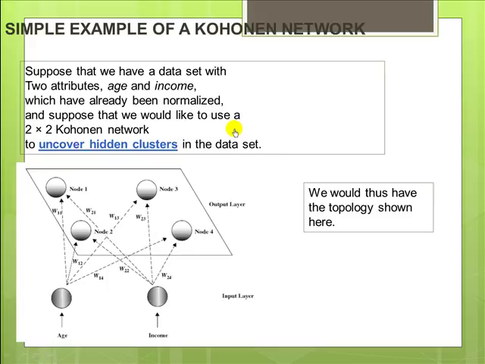So we would thus have the topology shown here. Now we have the weights indicated as well. So W24 and W14, remember the notation that we studied before. W14 means it comes from the first node and goes to the fourth node. And W12 means it comes from the first node and goes to node 2 here. And here, W24 means it comes from the second node and goes to the fourth node. So we're going to use that notation.